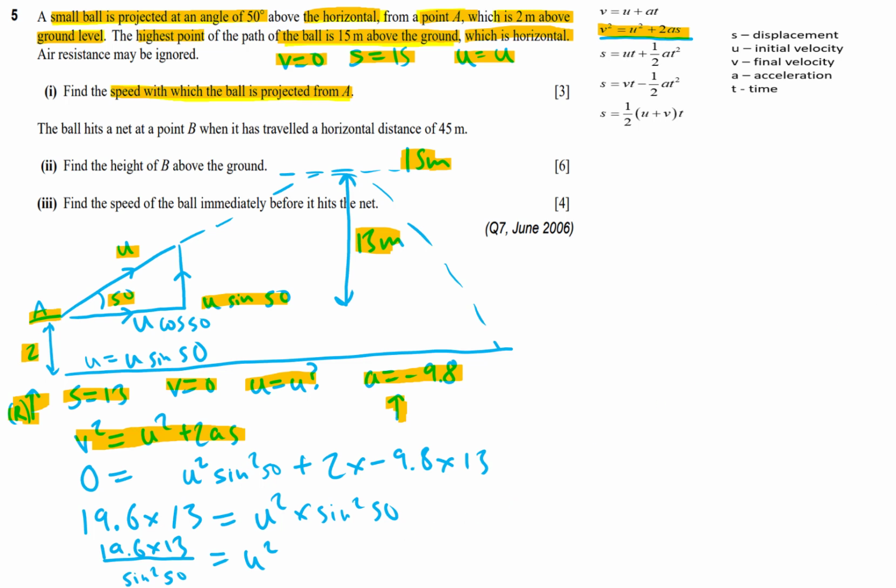and that's going to equal, once you square root it, U is going to equal 20.8 meters per second. Now be careful on your calculator to just do sine 50. Once you get the answer, square it, because you could make a mistake with that and mess up your final answer mark.